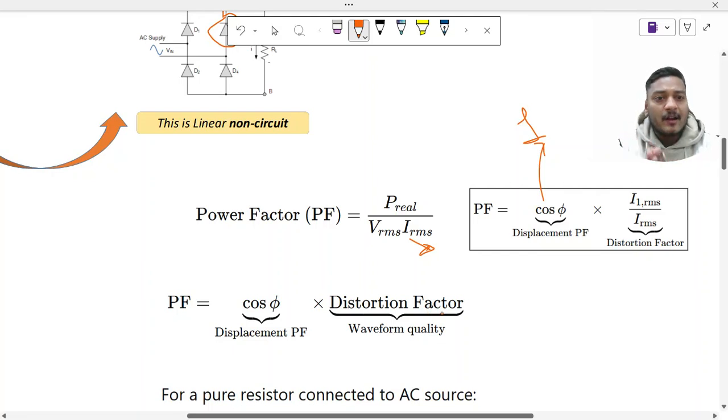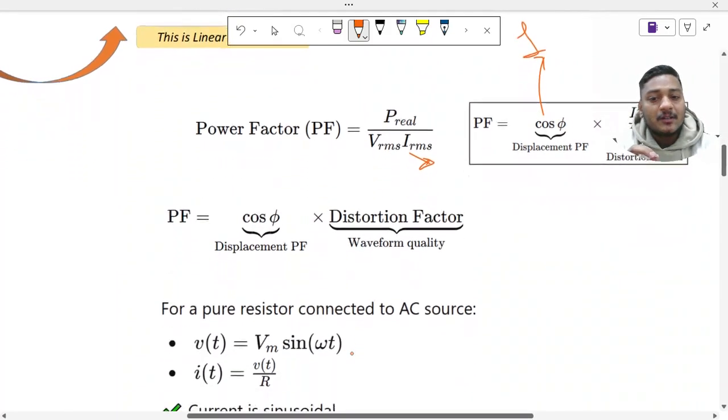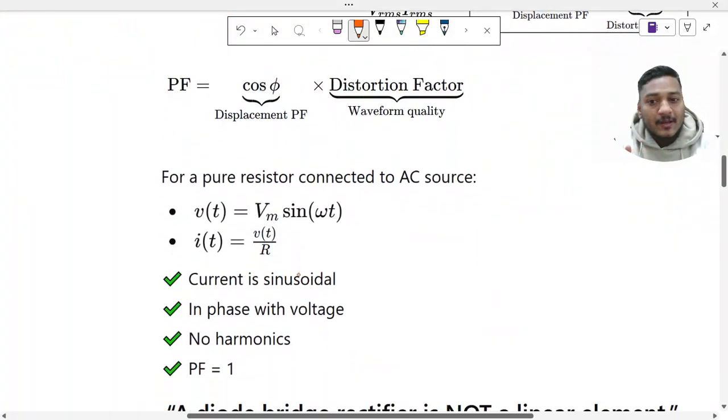I have just separated this out for you, and in your mind maybe the distortion factor is always 1, but that is not always true. Now for a pure resistor connected to the AC source, what happens? v of t is equal to Vm sin omega t, and i of t is directly v of t by R, and that is why you can see that the current is sinusoidal and in phase when it is a resistive load.